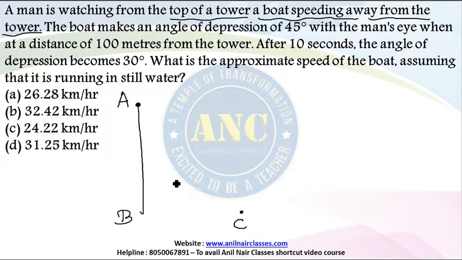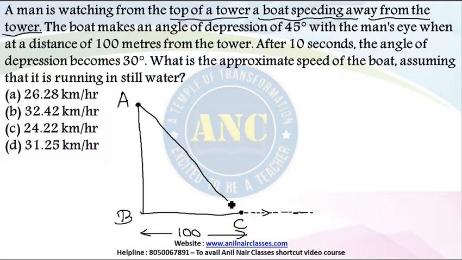Initially, the boat is at point C. He saw it when it is at point C, and he also observed that the boat is moving away from the tower, moving away from point C in this right side direction. The boat makes an angle of depression of 45 degrees with the man's eye when at a distance of 100 meters from the tower. That means initially, at a distance of 100 meters from the tower, the boat makes an angle of depression of 45 degrees.